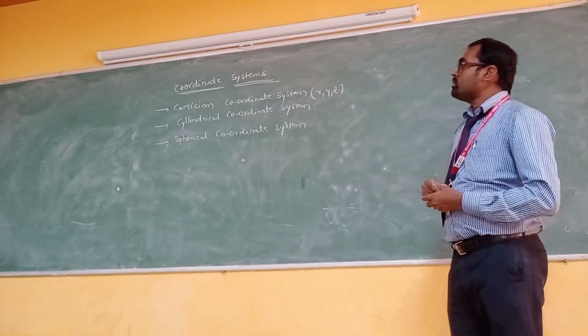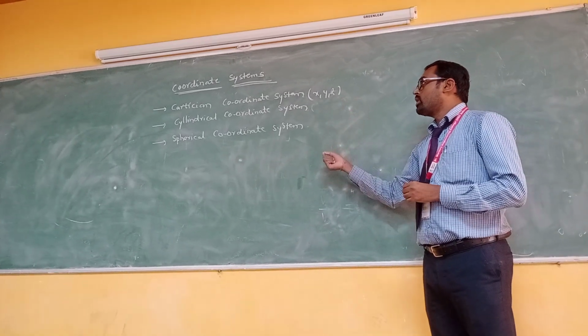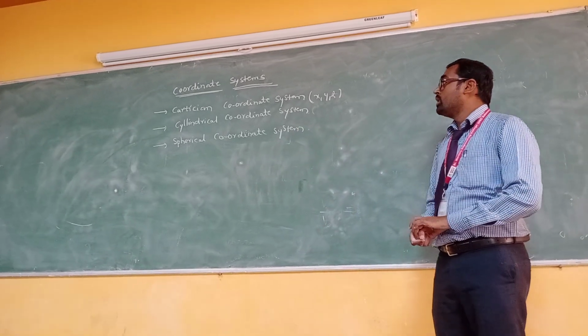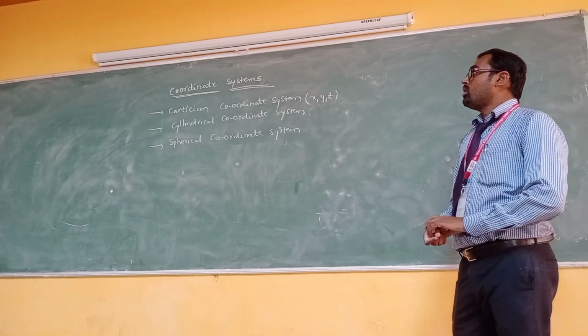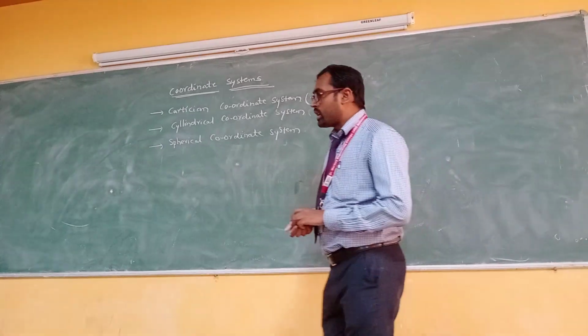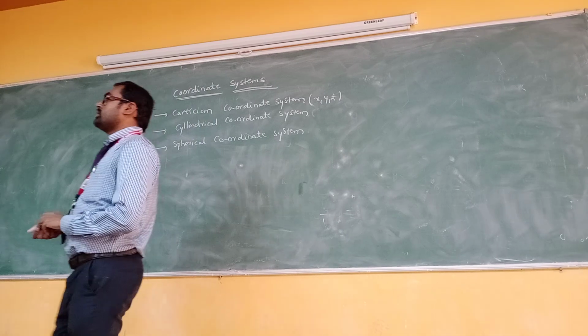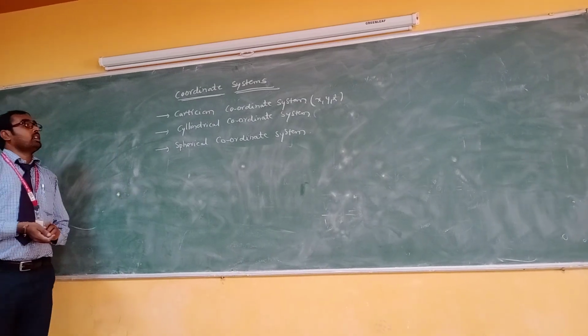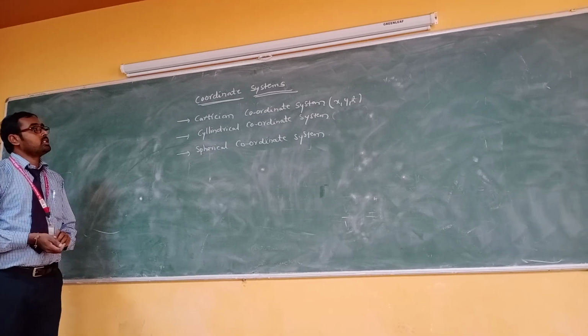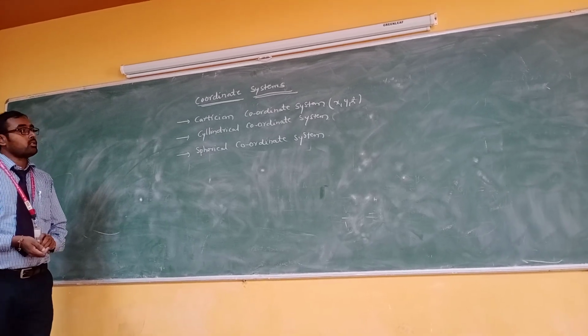Basically, these three coordinate systems are the Cartesian coordinate system, the cylindrical coordinate system, and the spherical coordinate system. Based upon these three only, we can analyze the electromagnetic fields, where the signal strength is in the Cartesian, cylindrical, or spherical coordinate system. Now, the basic coordinate system is the Cartesian coordinate system.